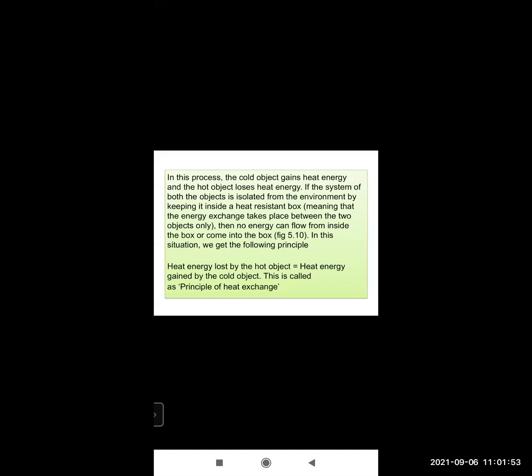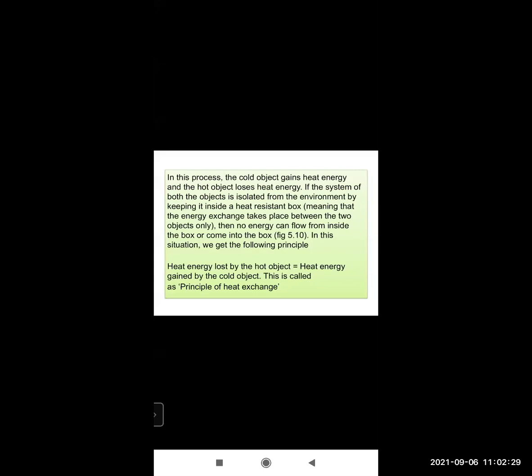Right? So in this situation, we get the following principle. When hot and cold objects are kept in a heat resistant box, what is the principle? Heat energy lost by the hot object is equal to heat energy gained by the cold object. Remember this, and this is called the principle of heat exchange. So from this activity, we got the principle of heat exchange, that heat energy lost by the hot object is equal to heat energy gained by the cold object.